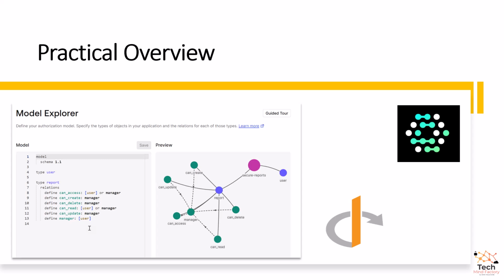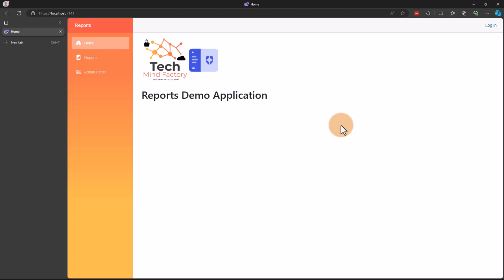Perfect. So that's about the theory. Now it's time to see it in practice. Let me start with the demo application. This is web application created with Blazor. Access to this application is secured with Auth0.